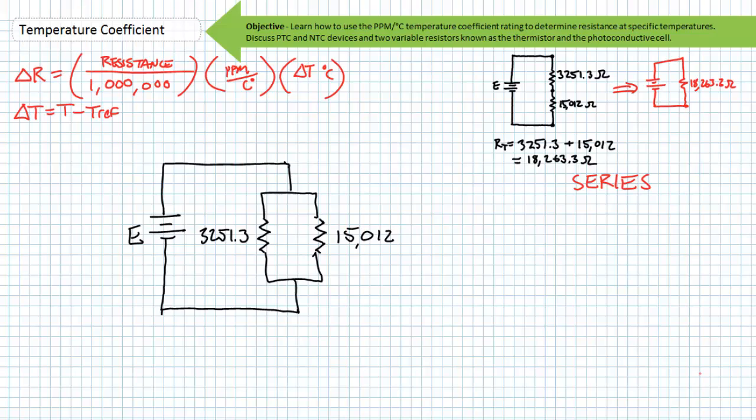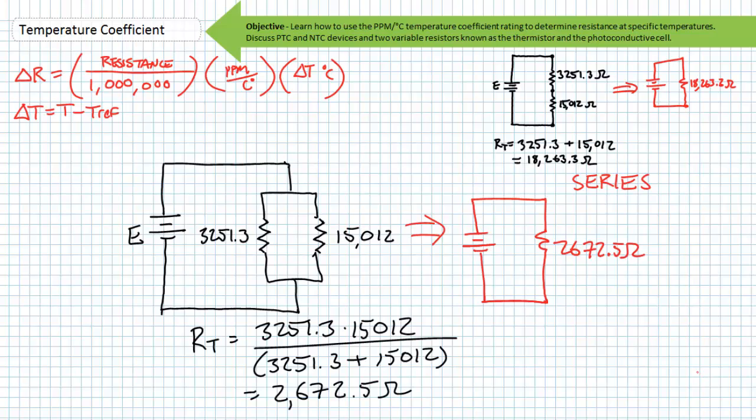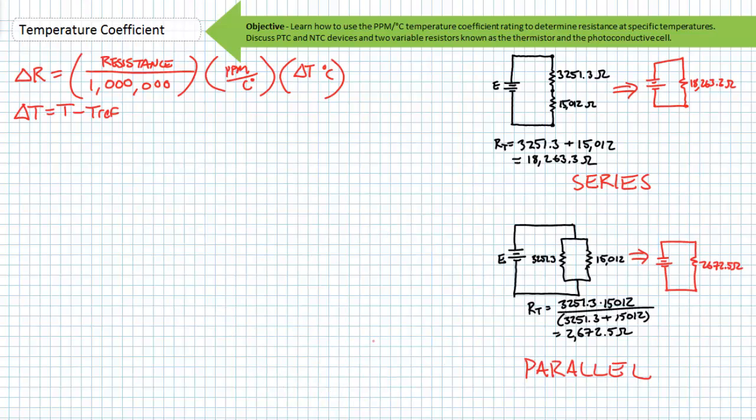In the case of a parallel combination, the total resistance is always less than the smallest resistor. In this case, we would expect it to be less than 3,251.3 ohms. Using the two resistor parallel formula yields us a simplified resistance of 2,672.5 ohms. Hopefully you did pretty good on those simple series and parallel formulas. Let's crank it up a notch now.